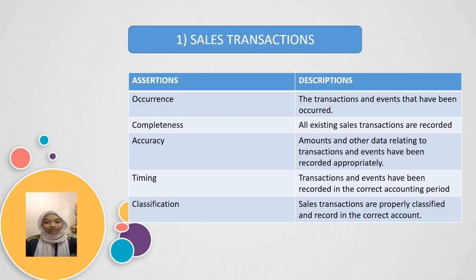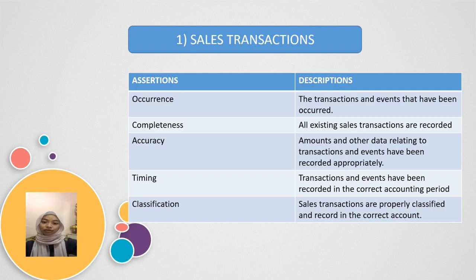The second one is completeness. All existing sales transactions should have been recorded. This means the transactions should have been recorded without omission or miss. The third one is accuracy. The amount and the data relating to the transaction and event should be recorded appropriately. This means that there have been no errors while preparing the transaction and posting the transaction to the ledger.